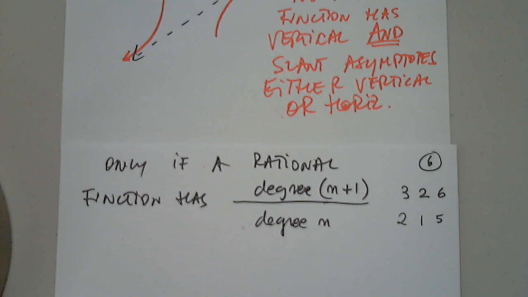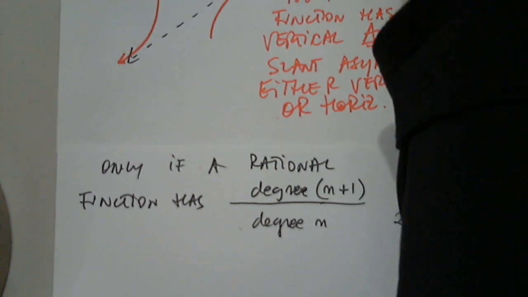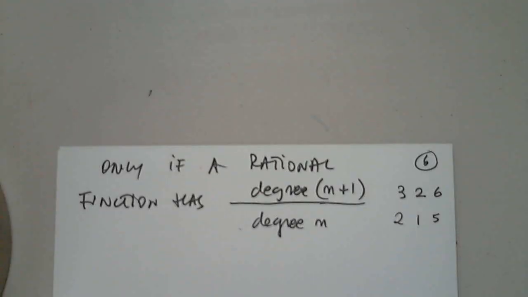See here, rational, degree 3, degree 2, slant asymptote. Degree 3, degree 2, slant asymptote. Degree 2, degree 1, slant asymptote. Degree 2 and 1, slant asymptote. 4 and 3, yes. 3 and 2, yes. 3 and 2, yes. 2 and 1. So the rational function that has a higher degree in the numerator by 1 unit than the degree in the denominator will have a slant asymptote. So let's choose and find the slant asymptote.